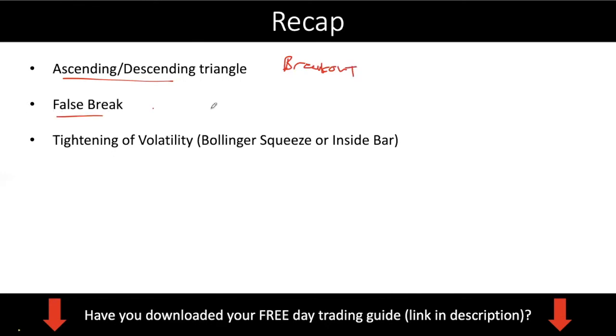Then I talk about the false break. Basically, you have price ranging, and once it breaks support, instead of breaking up and carrying on trending, it goes back down and starts selling down instead. The opposite is also true. You have support, and instead of support breaking and price dropping further, it goes back up. That's a false break. And lastly, I talk about the tightening of volatility, which can be visualized either by the Bollinger squeeze or the inside bar. Stick to this one over here if you do not yet know how to identify the inside bar, or you struggle with identifying it.